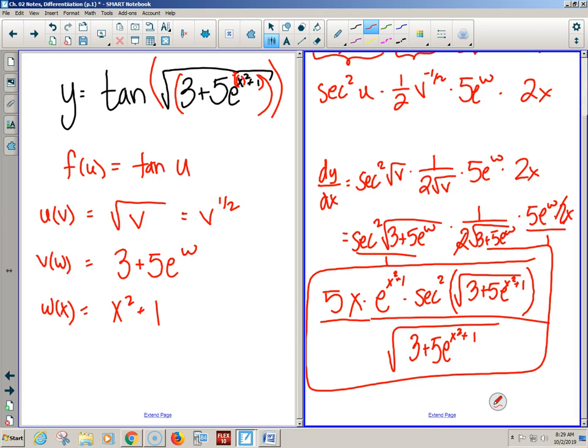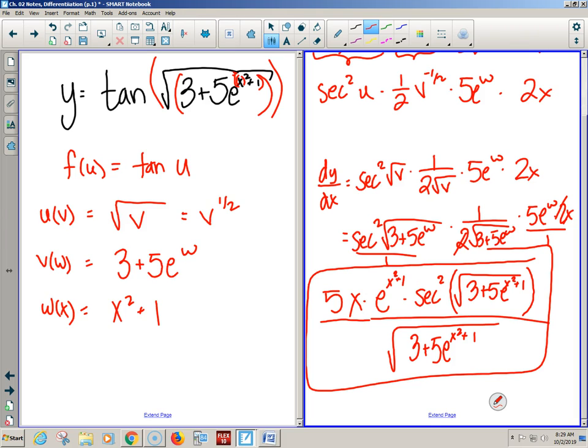So going from the top to your du/dx, I get how you rewrote the 1 over 2 root u, but how did you go from secant squared u to secant squared square root v? Because u is square root of v. Oh. See it? So I went through and said, all my u's, you become root v's. Then my next step, v's, you become 3 plus 5 e to the w's. And all my w's, you become x squared plus 1's. Woo! Finally, we have it all in terms of x. See it?